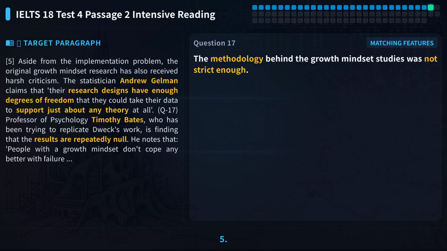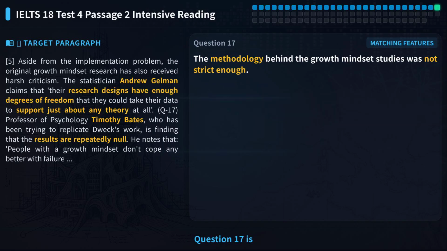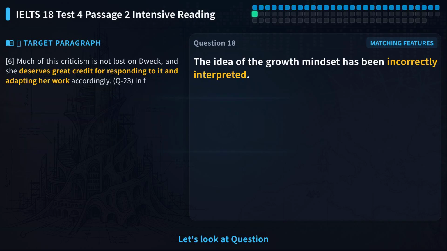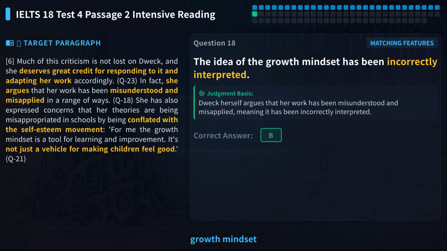Locate paragraph 5. Gilman criticizes that the research designs have too much freedom and can support any theory. This directly matches the idea of the methodology not being strict. So the answer to question 17 is C. Let's look at question 18. The statement says the idea of the growth mindset has been incorrectly interpreted. Please pause the video and choose from options A to D who made this claim.